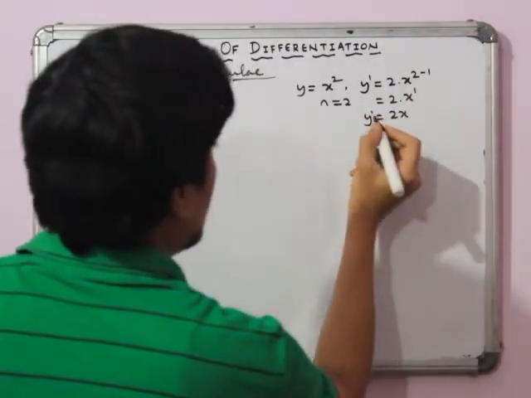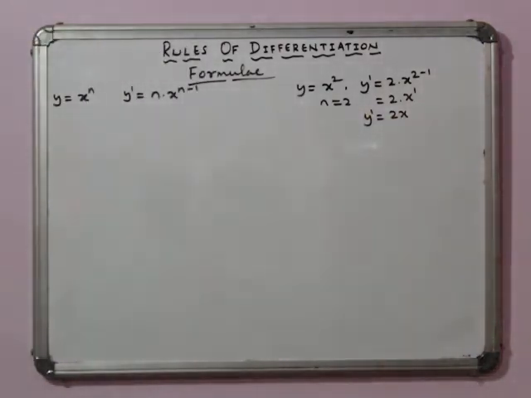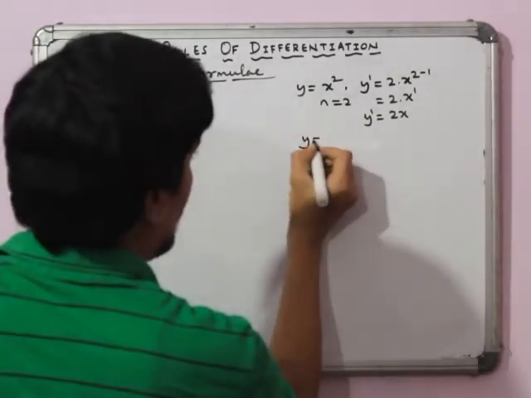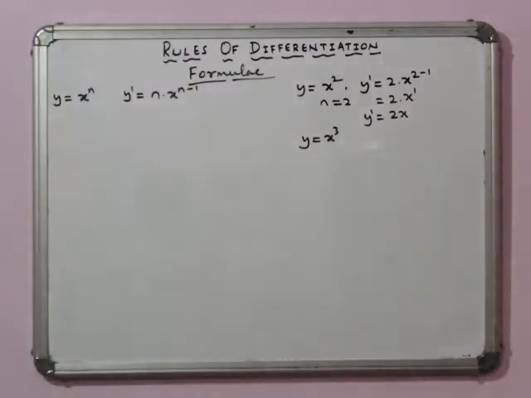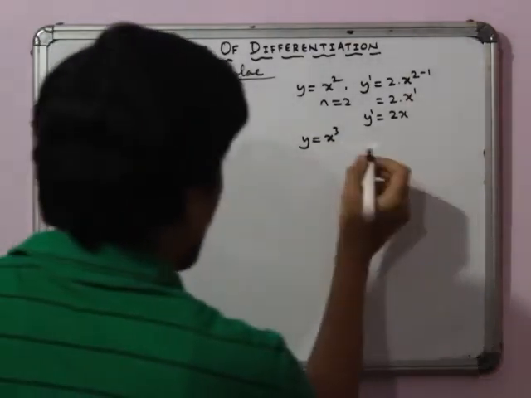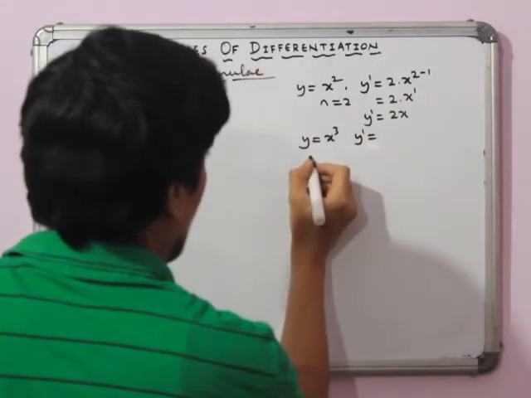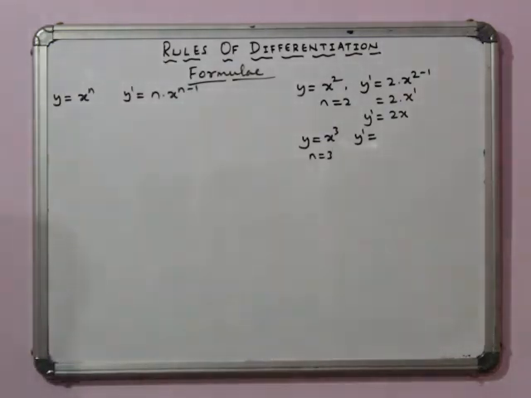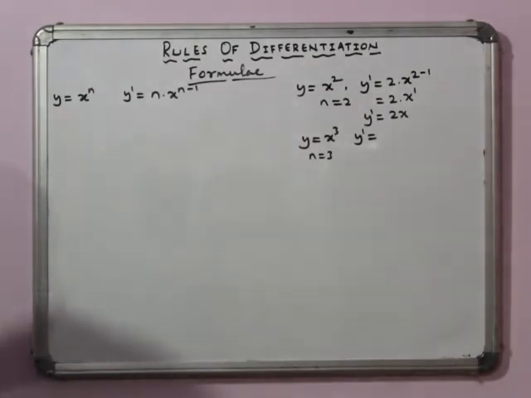That is, differentiation of x square is 2x. So simple it is. Next, if I have another function y is equal to x cube, how to find the derivative? y dash is equal to, now write down the value of n. Value of n is equal to 3. So y dash is n into x raised to n minus 1.